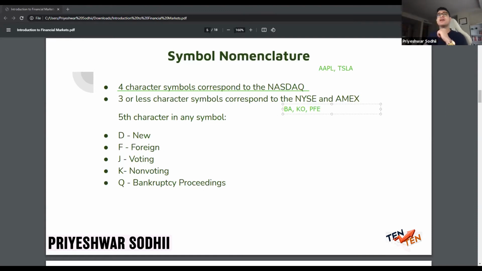And this one can come in handy sometimes for some investors. There's sometimes a fifth character. I don't know if you've ever noticed, there's sometimes a name and then a dot and a fifth character. That gives you some other information. If it's F, it's a foreign entity, okay? If there's J, it has voting rights. If it has K, that means you could own the shares, but you're not eligible to vote. Your shares are non-voting. And sometimes you'll even see Qs, which indicate bankruptcy procedures.